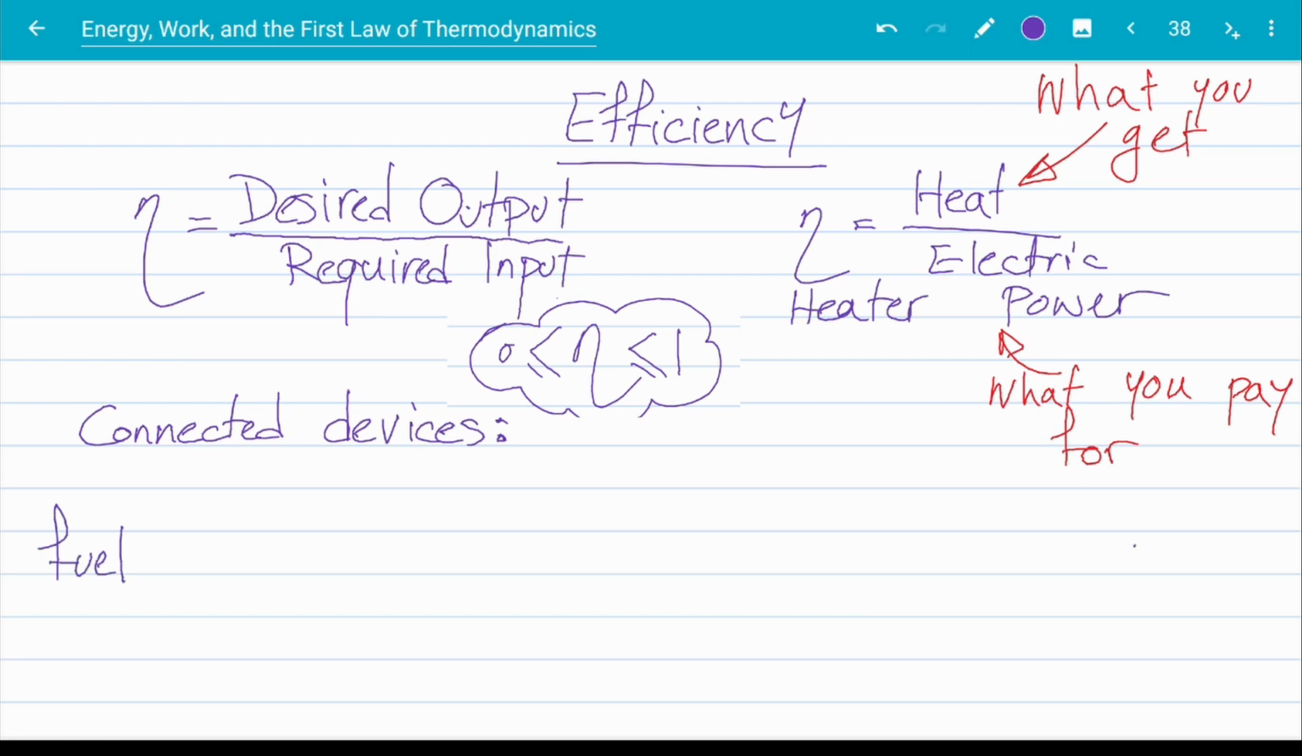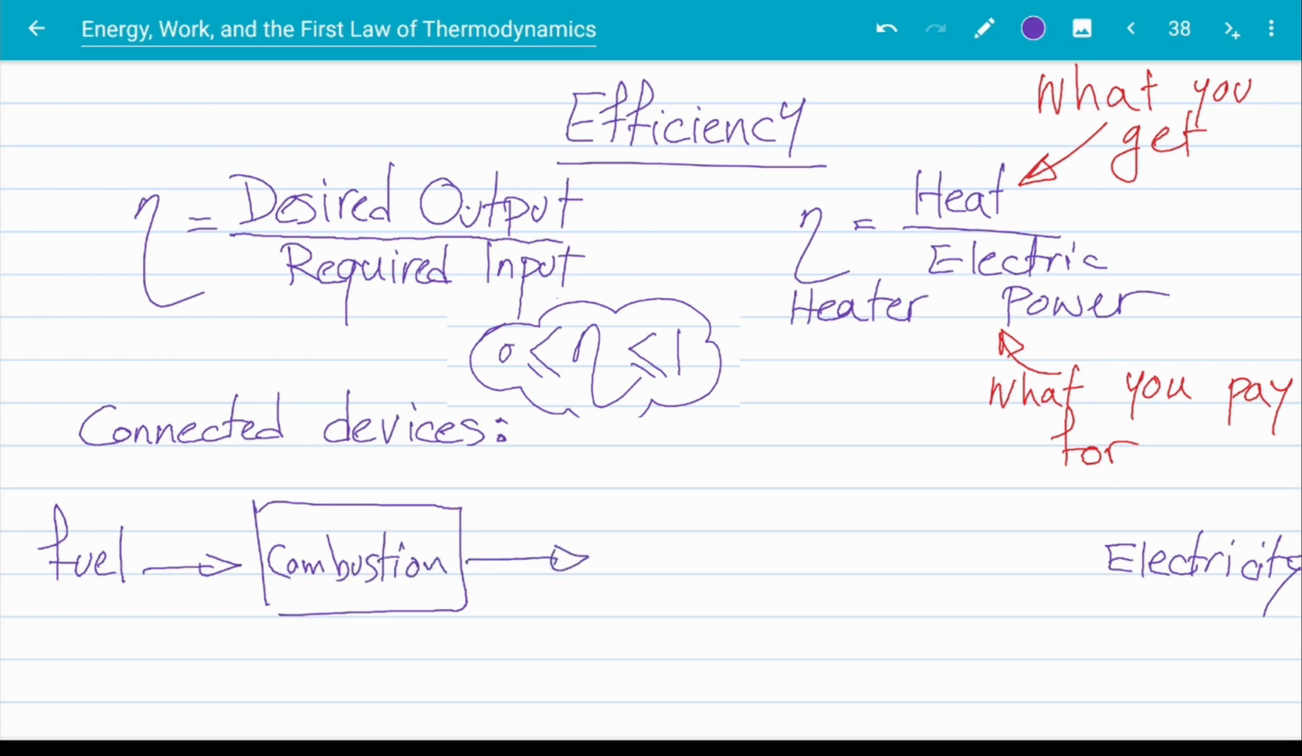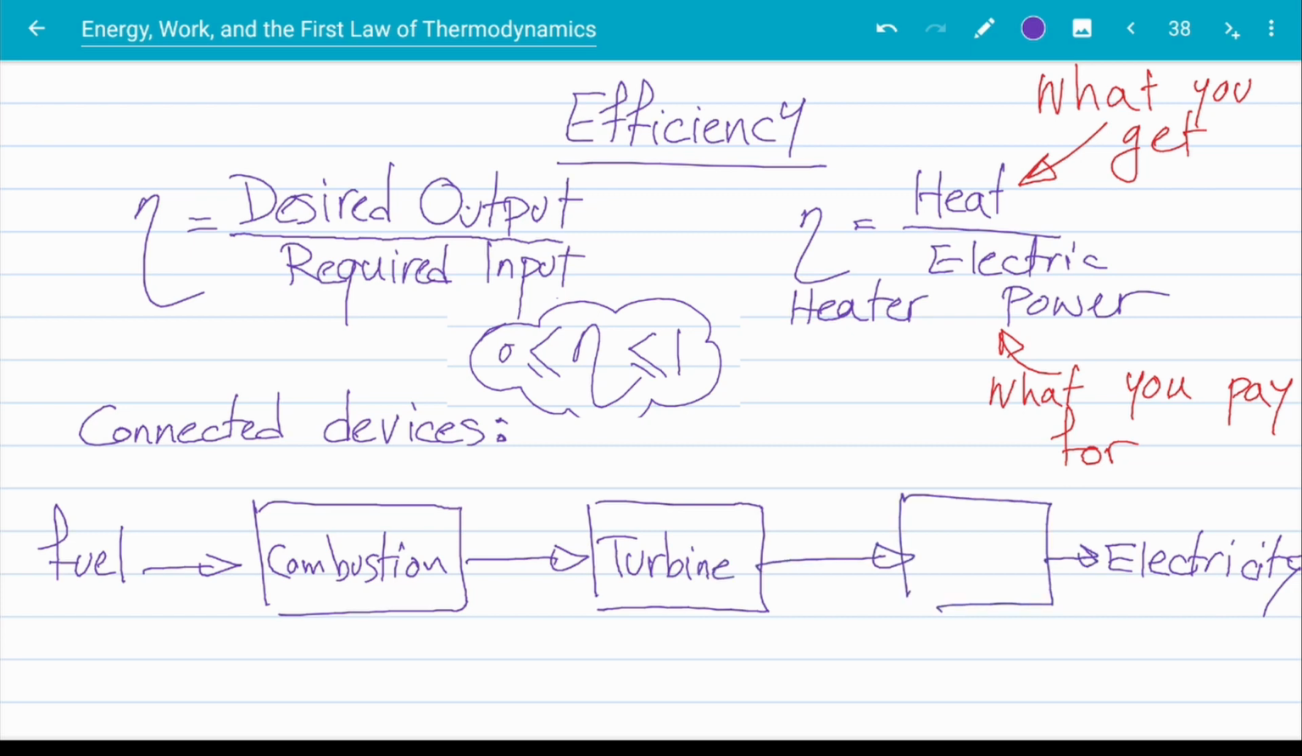We want to convert fuel into electricity. In order to do so, we need to use a few devices in between. We first need to burn the fuel in a combustion chamber to produce heat, then use that heat on a mechanical device like a turbine to generate power, and then use that power or work on a generator to produce electricity. Now that we know the input and output of each individual component, we can calculate each component's individual efficiency.